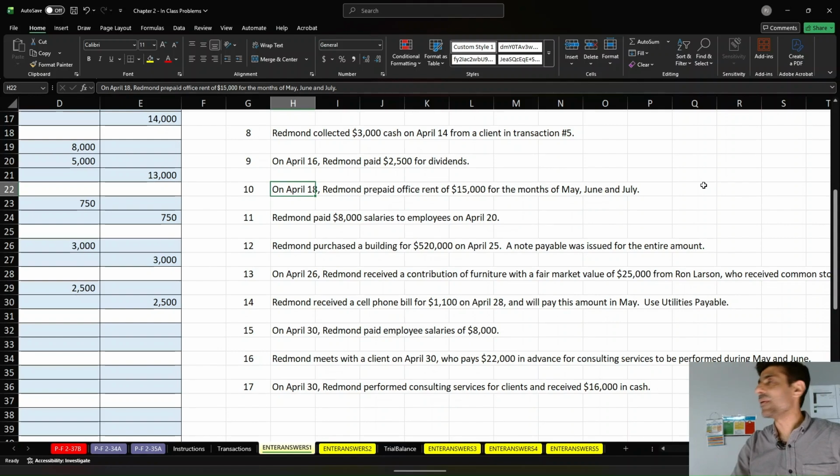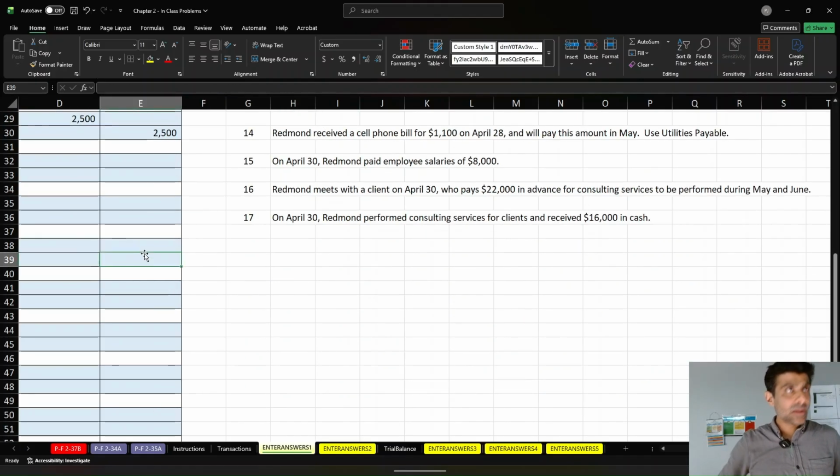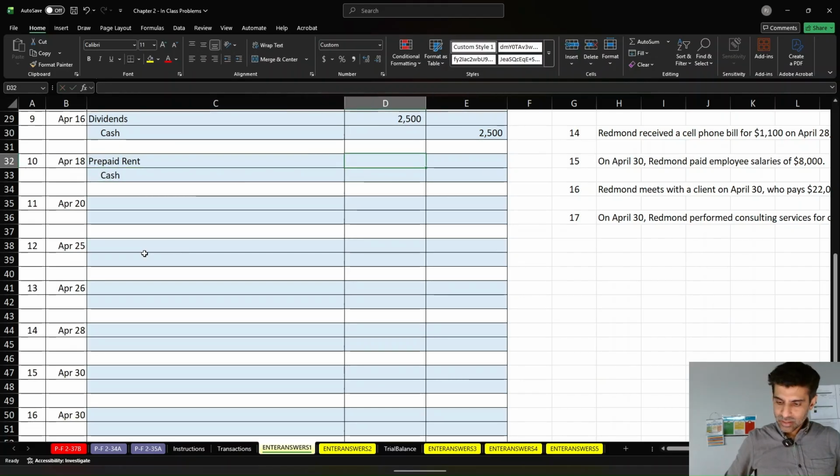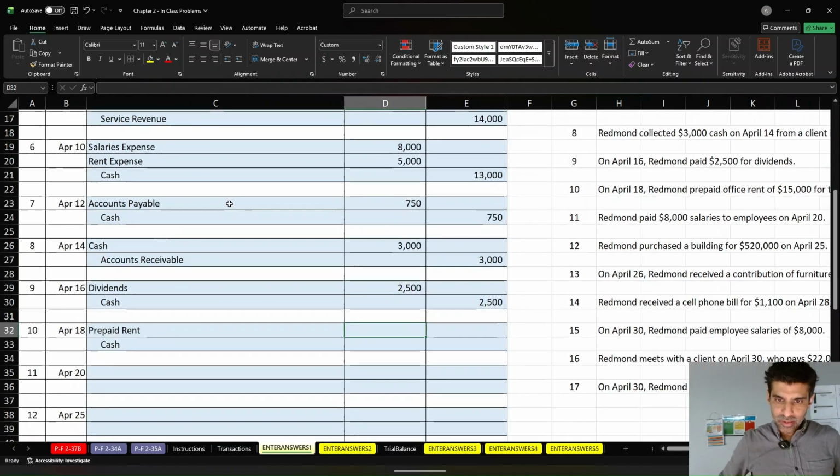What are we paying the rent with? What are we giving to the landlord? Cash. So our cash is going to go down, right? So we're going to debit prepaid rent, credit cash. And how much was it? 15,000?